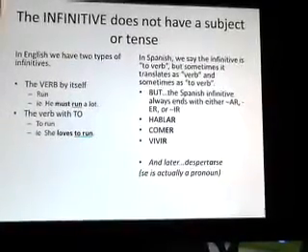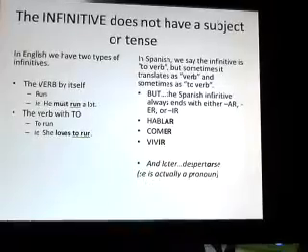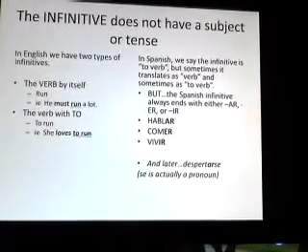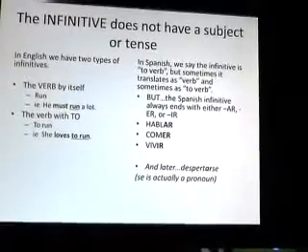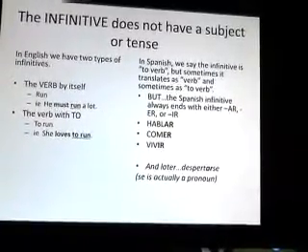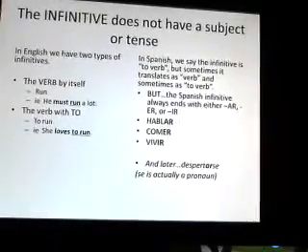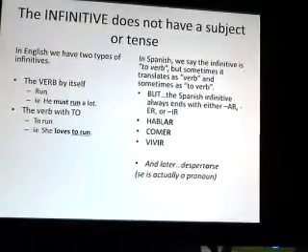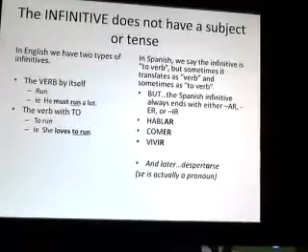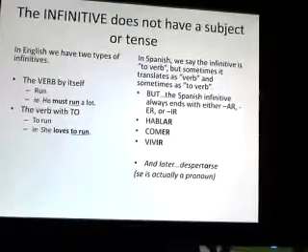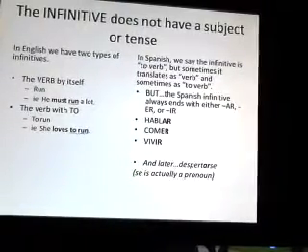In Spanish, we say the infinitive is to whatever the verb is, but sometimes it translates as just the verb and sometimes as to verb. But the Spanish infinitive always ends with either an AR, ER, or IR, as in hablar, comer, and vivir. And later you'll see verbs like despertarse, but se is actually a pronoun at the end, so it really does end in AR.